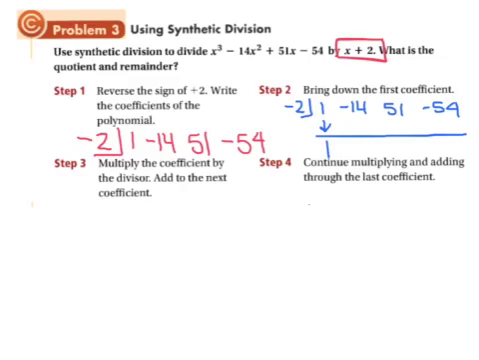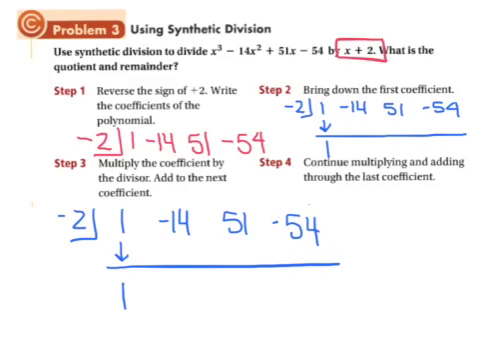Okay, now what you need to do is multiply that coefficient by the divisor, add it to the next coefficient. So this is what it looks like. Negative 2, 1, negative 14, 51, negative 54. We already brought down our first one. So now what step 3 is saying is take this coefficient you have, multiply it by the divisor. So 1 times negative 2 is negative 2. And then you add that column. Negative 14 plus negative 2 is negative 16.